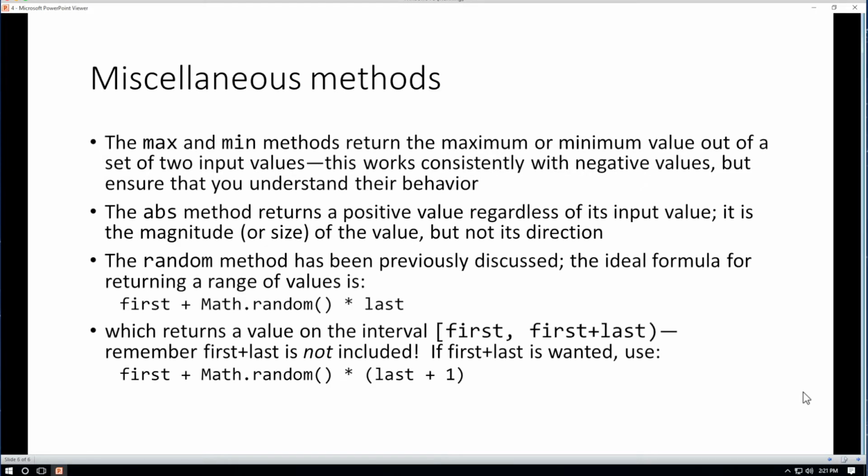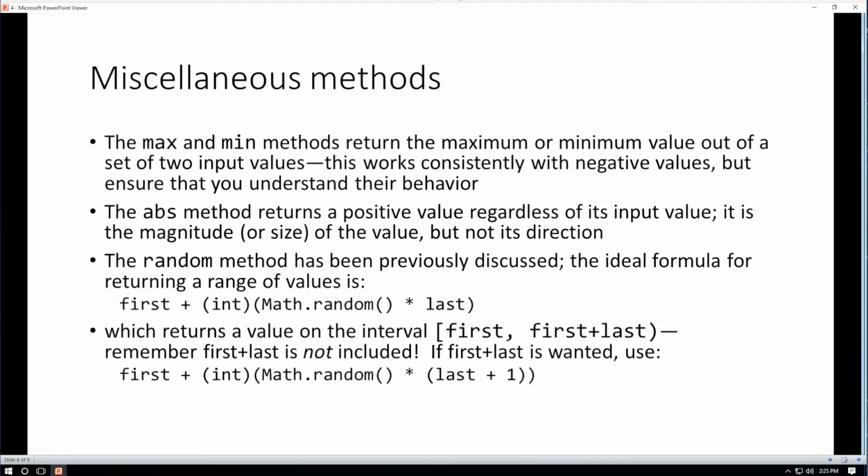Various miscellaneous methods are provided to help with various mathematical issues. Min and max take two values and return either the minimum or the maximum value of those two. The abs method takes a value and returns the absolute value. For 0 or greater, that value will be returned. For any negative value, its positive magnitude will be returned.